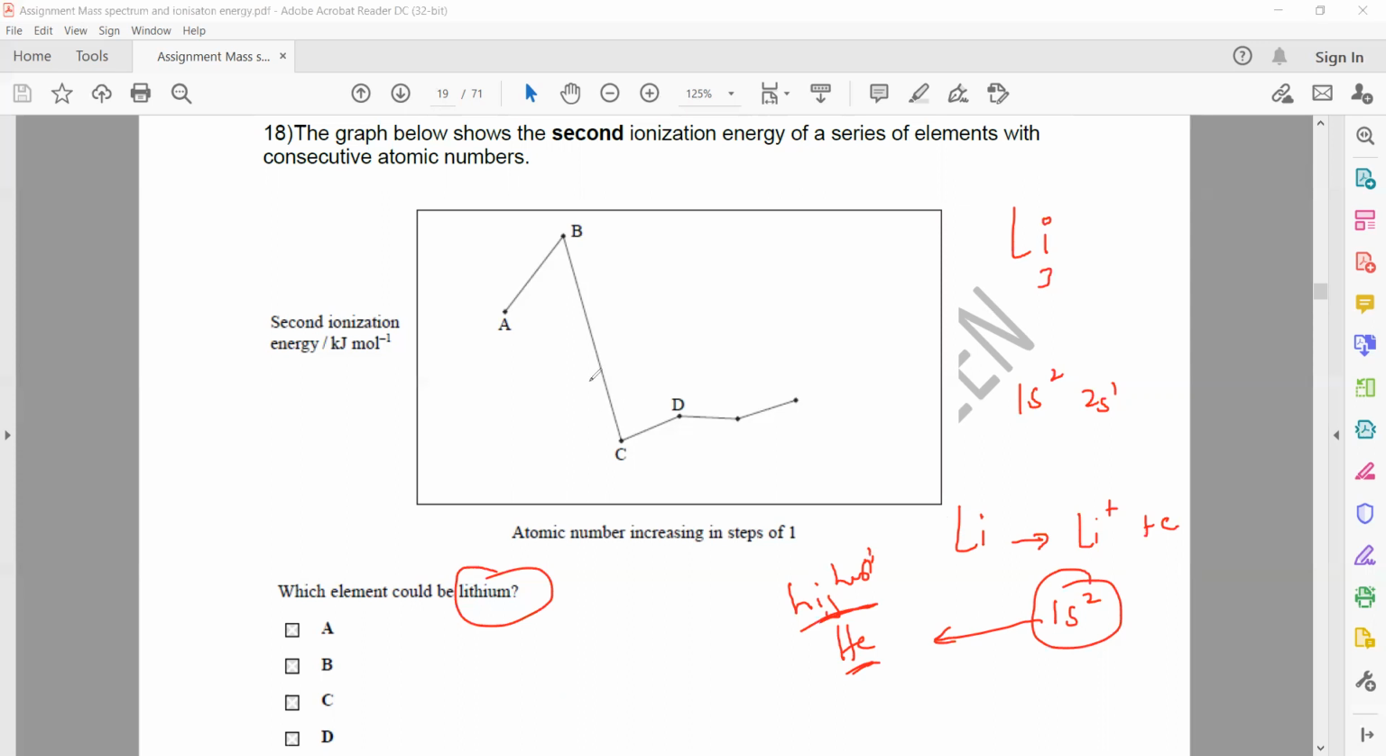So which one is the highest value? A, B, C, D. B has the highest peak. That's why B will be the right answer, because the graph is for second ionization. So when the second ionization of lithium is there, it matches with the electronic structure of helium. That's why it will have the highest ionization energy. So B will be the right answer. Is this one clear? Question 18.